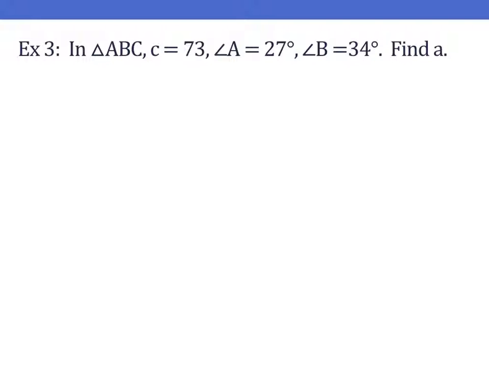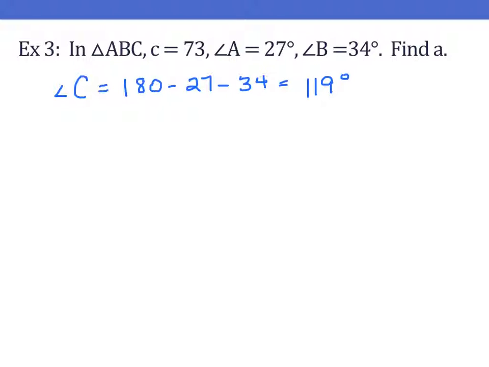Well, the nice thing about this is that we can find angle C. Angle C is the third angle in a triangle, and a triangle has 180 degrees. So if I just subtract angle A and angle B, then I am able to find angle C. And that is 119 degrees. So I have what I need.